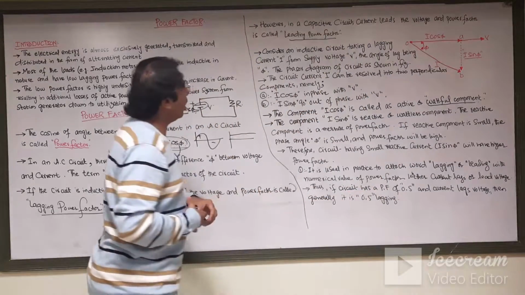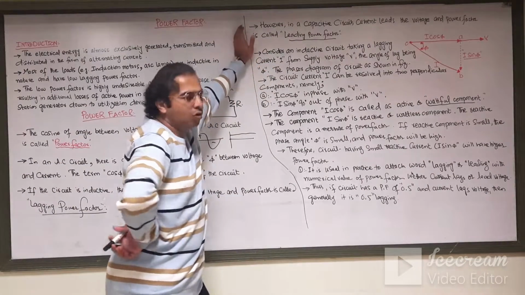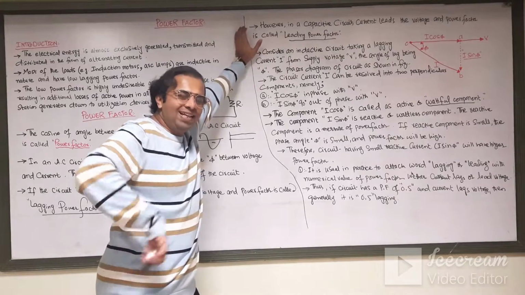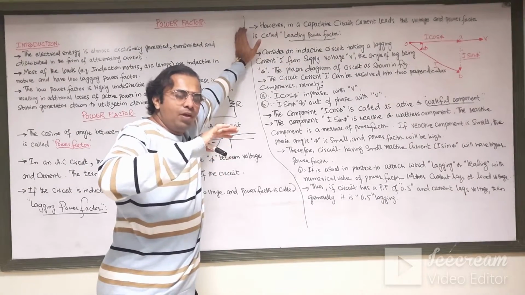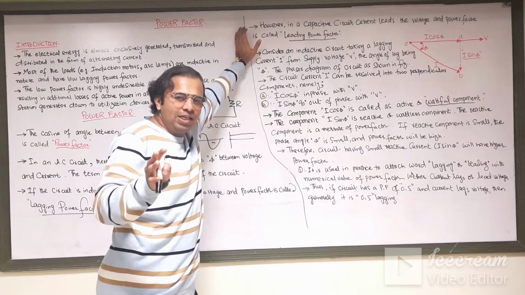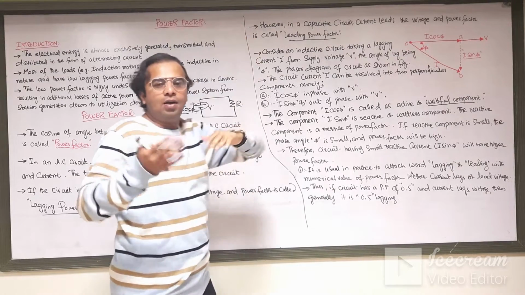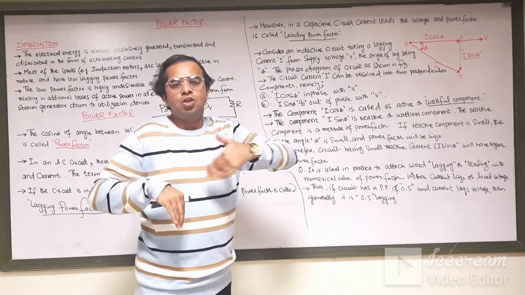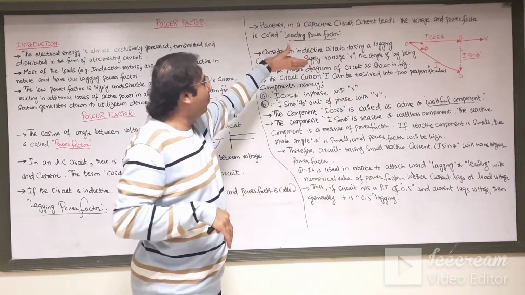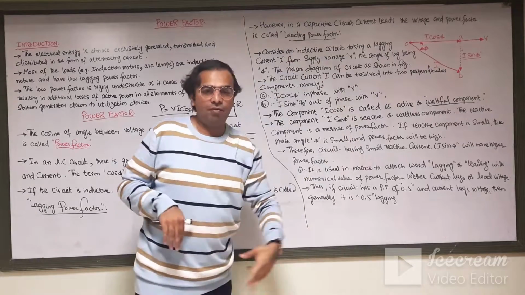Okay. Now when we are talking about the capacitive loads, in the capacitor, the current leads the voltage at the angle of 90 degrees, or the voltage lags behind the current at the angle of 90 degrees. So in the capacitive circuit, the power factor is the leading power factor.